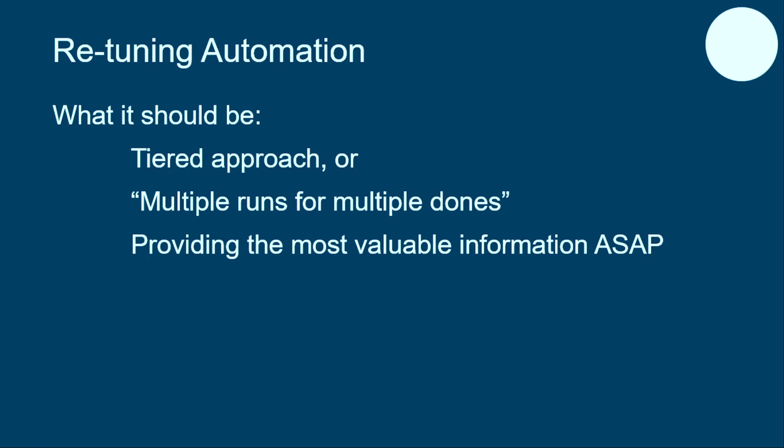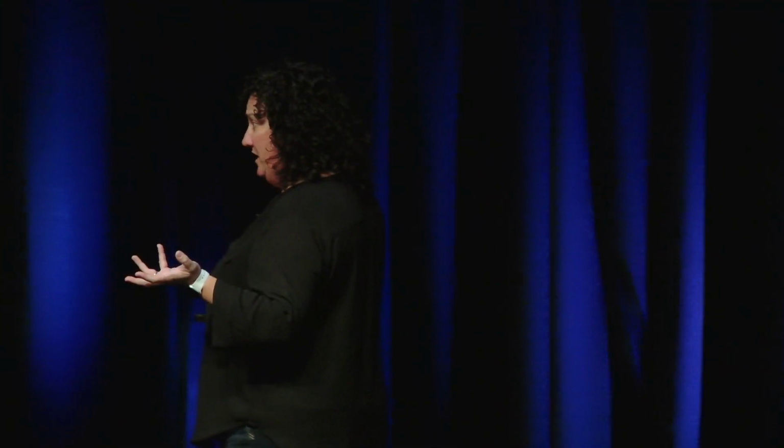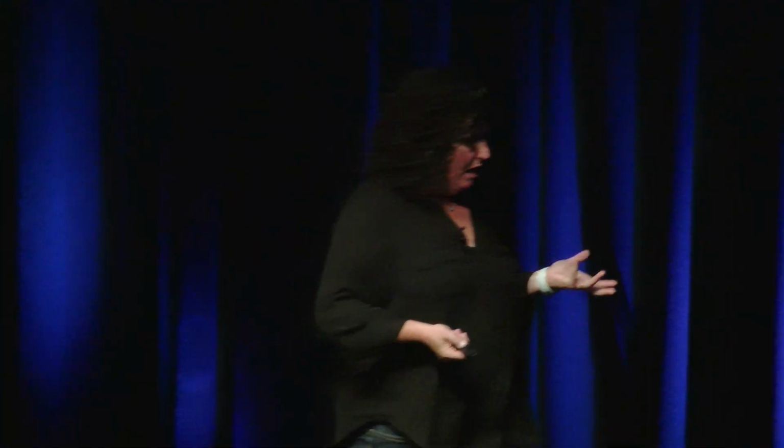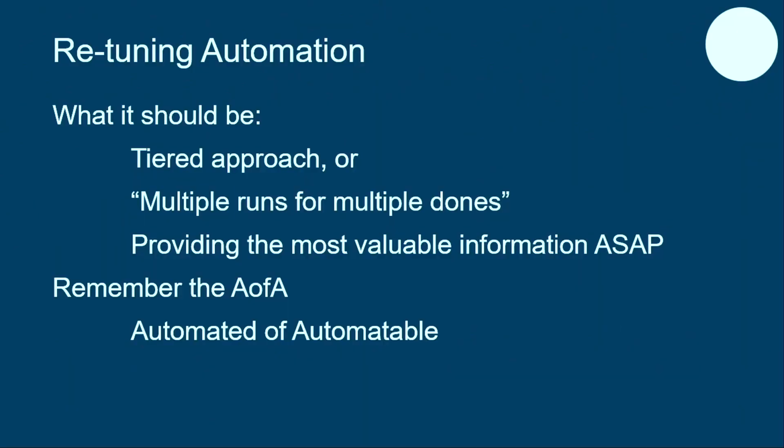So when we think about a tiered approach and looking at the concepts from a DevOps standpoint, microservices, non-monolithic, we want to take that same approach and actually apply it to some of our traditional testing activities. And one of the biggest ones to apply that to would be test automation. So there is a metric that I really like to use. It's called the A of A, and it means the automated of automatable.